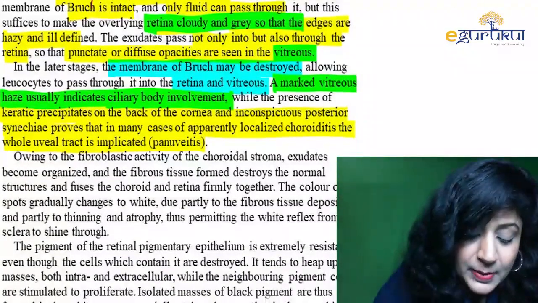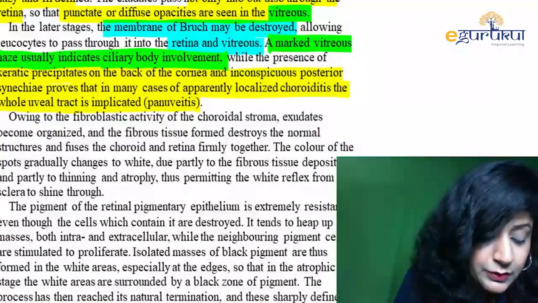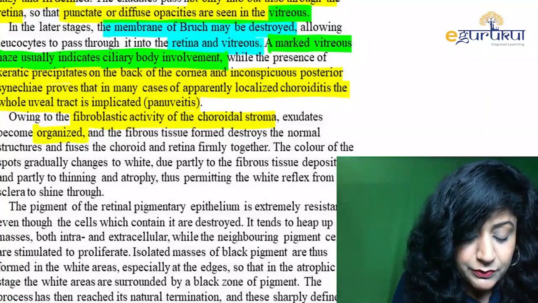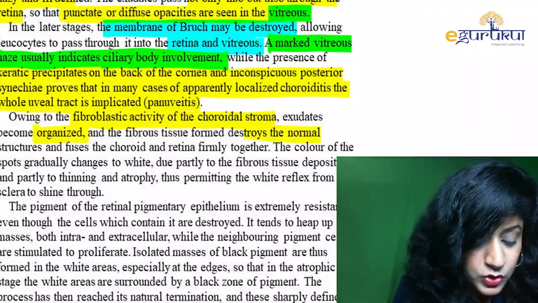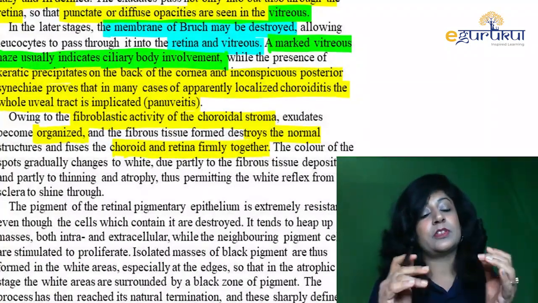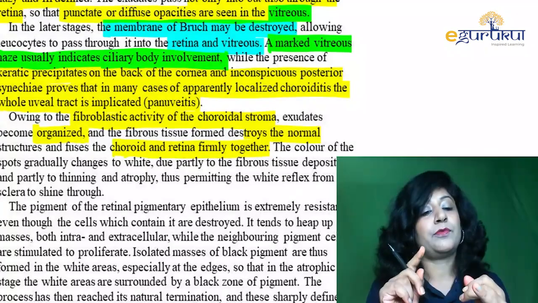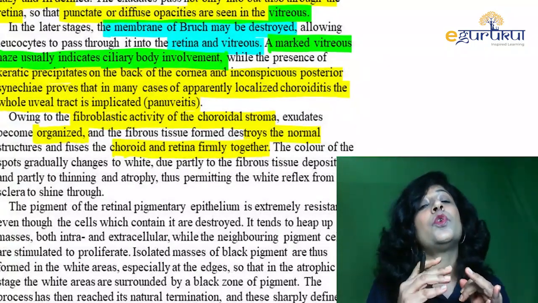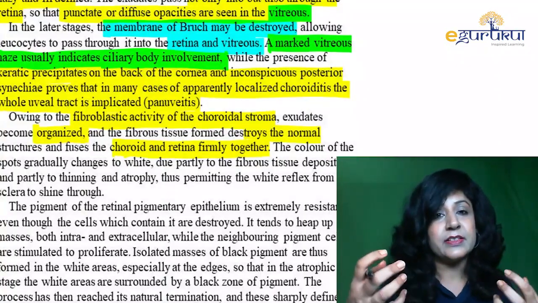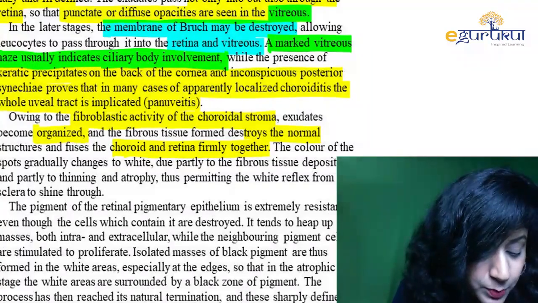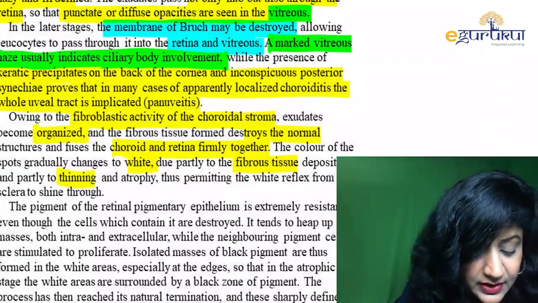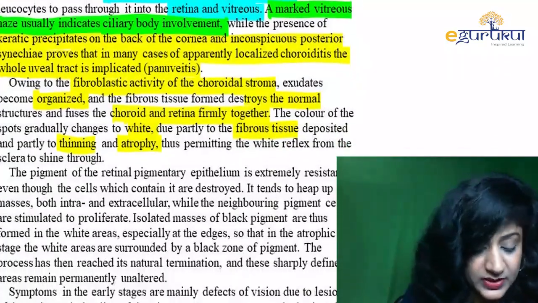Because of the fibroblastic activity of the choroidal stroma, the exudates will become organized, and the fibrous tissue formed destroys the normal structures. It fuses the choroid and the retina firmly together. Because the inflammation is found in the choroid and also in the retina, and whenever we have inflammation, we have fibrosis, these two layers are adhered together, and the color of the spots gradually changes to white. Why? Because there is fibrous tissue, there is also thinning, there is atrophy. So now the color is changing to whitish.